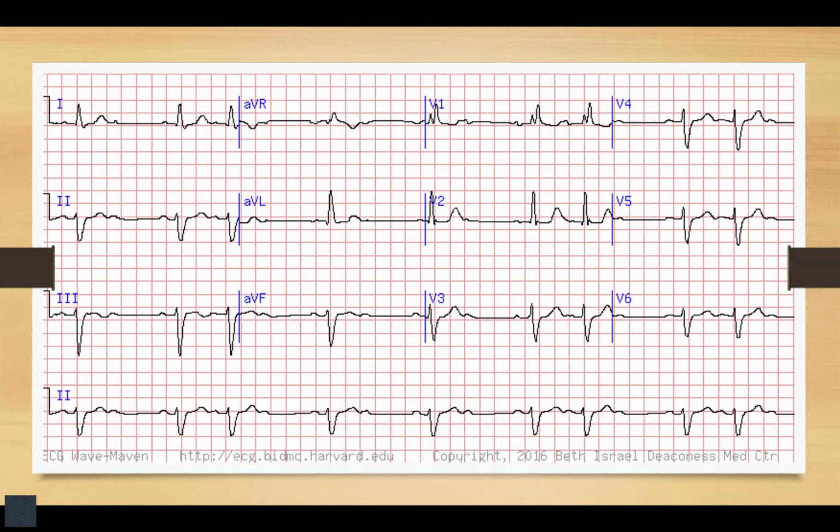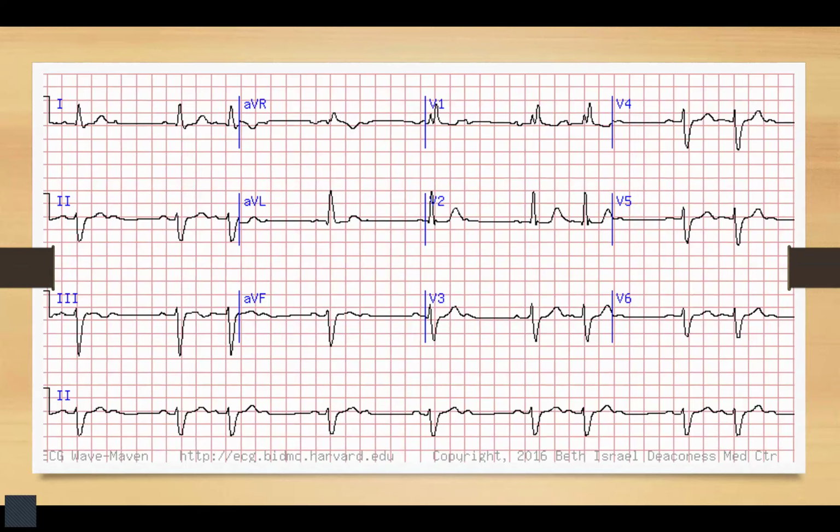I'm also looking at aVL. That ST segment looks really kind of flat as well. So I'd be additionally concerned about that. And then I'm going to look a little bit more laterally because now I've looked at aVL, and I'm going to look at lead 1, and that also looks like a flat segment as well. So I'd be a little bit concerned that there's some kind of concomitant ischemia.